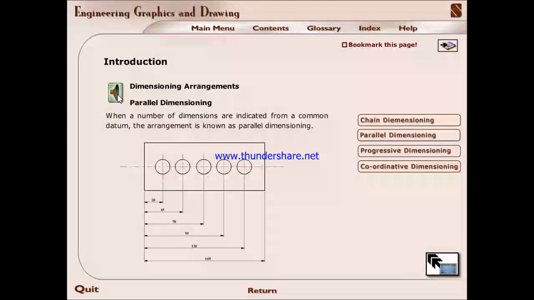Parallel dimensioning. When a number of dimensions are indicated from a common datum, the arrangement is known as parallel dimensioning.